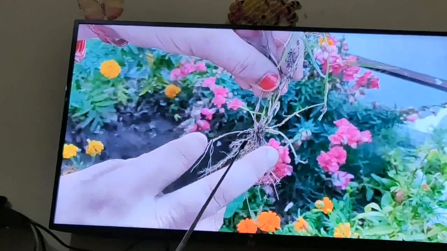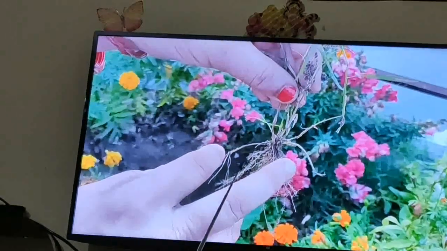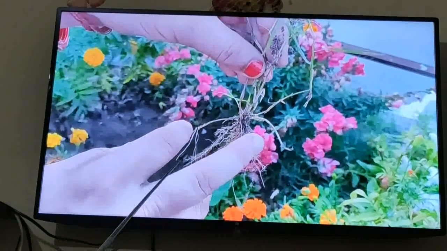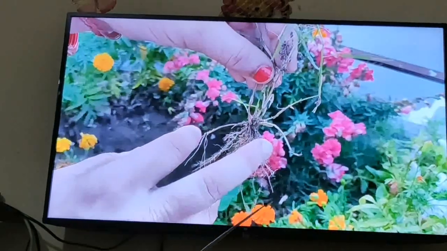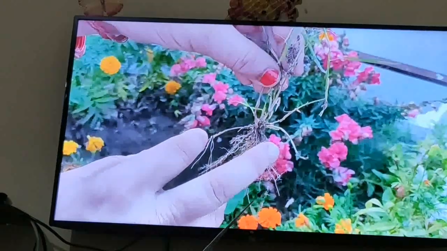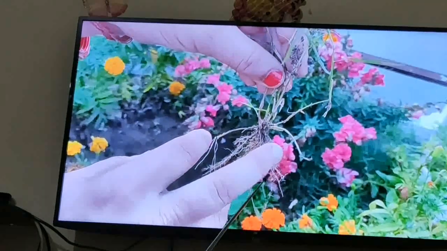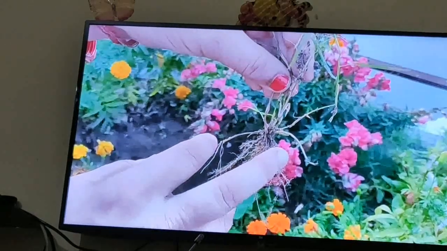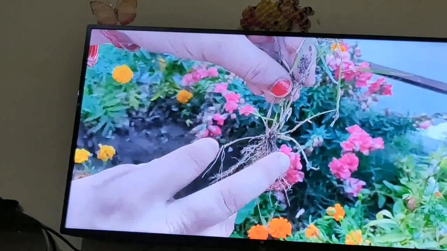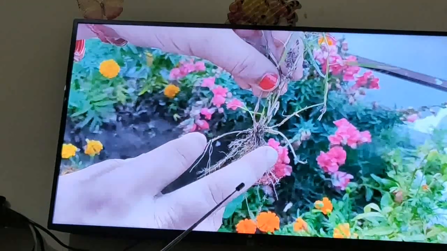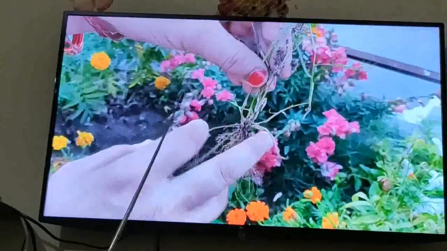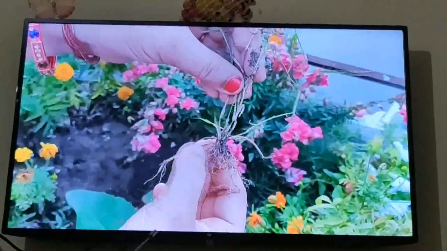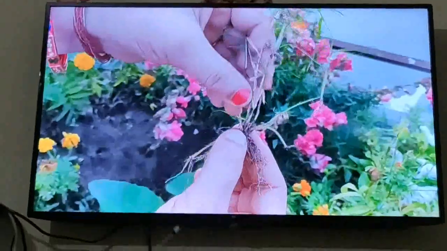The fibrous roots consist of many thin fibers, many small fibers. Similar root-like structures are there, but these are not secondary roots. They are only coming out from the base of the stem. So these are the fibrous roots. For example, wheat, paddy, grass, maize, bamboo, etc. These are the fibrous roots.